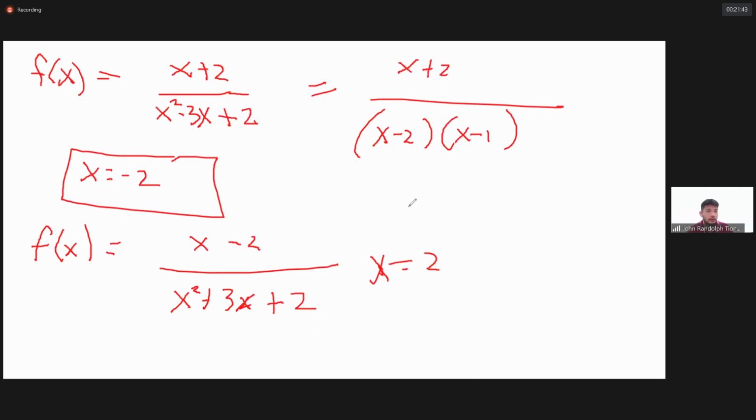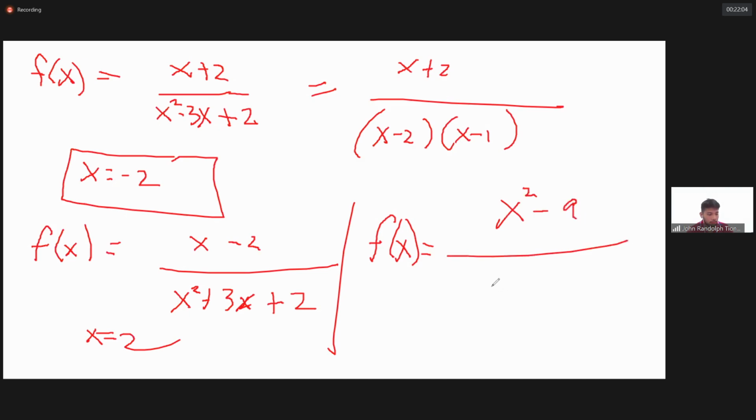Okay, last one. How about number 19? Given function for number 19, f of x sa walang libro, f of x equals x squared minus 9 over x squared minus x minus 6. Yan. X squared minus 9 and x squared minus x minus 6. Give me the zero of this rational function.